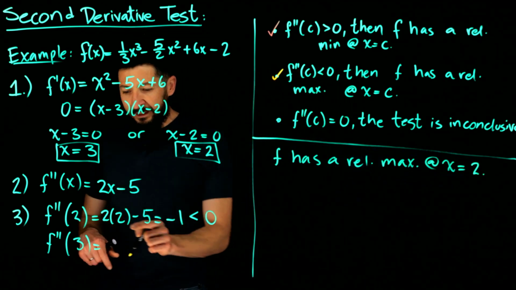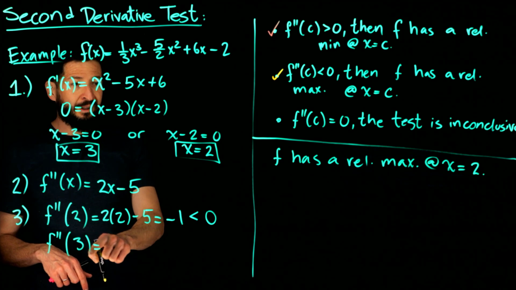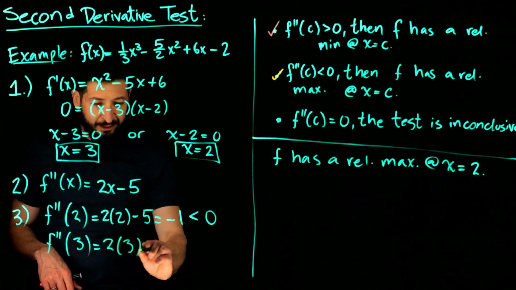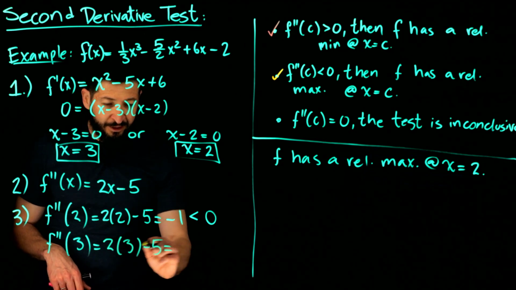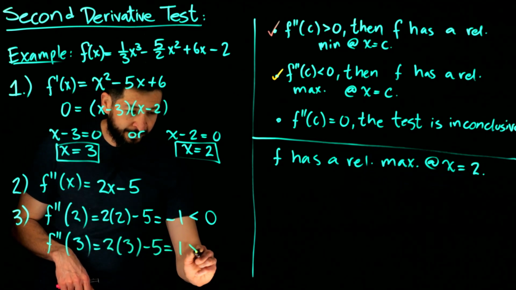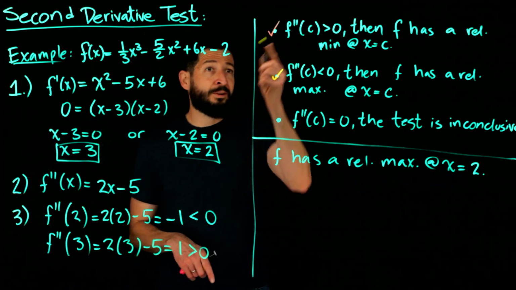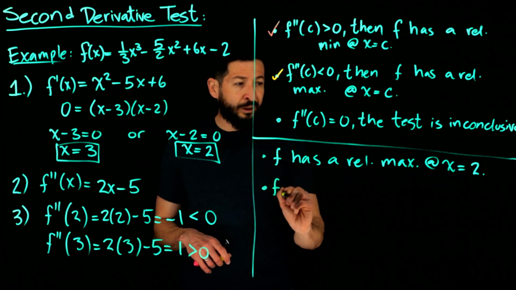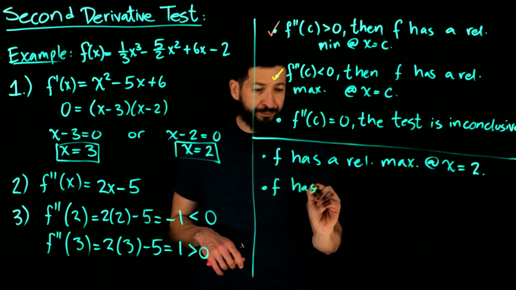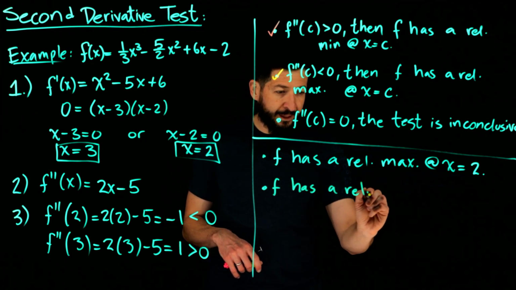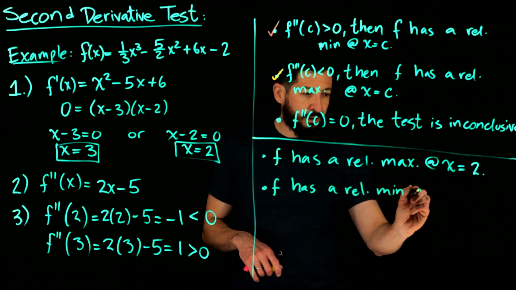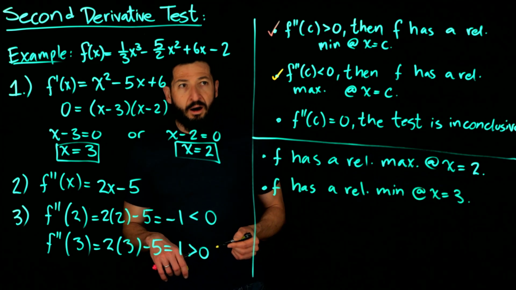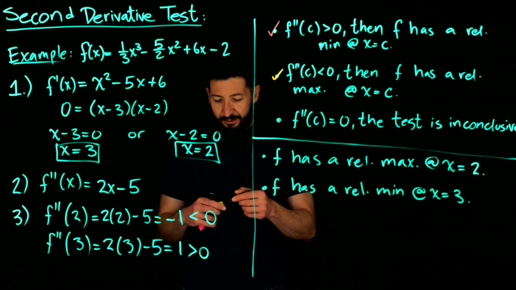Now we evaluate here the other critical number, which is going to be 3. 2 times 3 minus 5, which is 6 minus 5, is positive 1. Positive, and back to the first case, where f has a relative minimum at x equals 3. All right, so that tells us the shape of the graph.